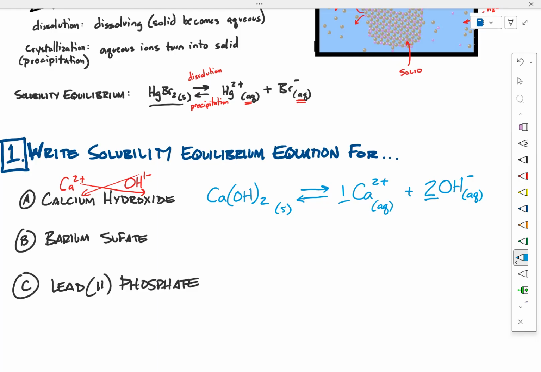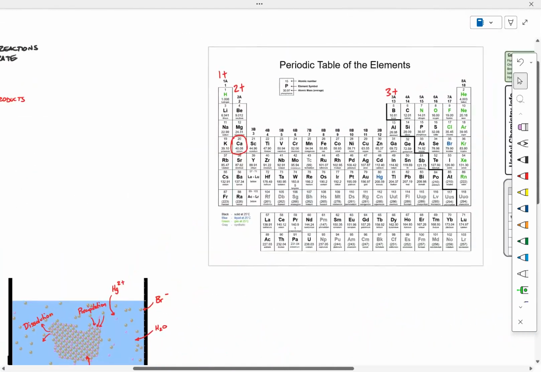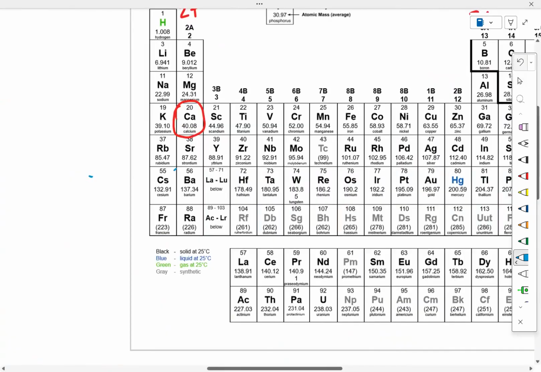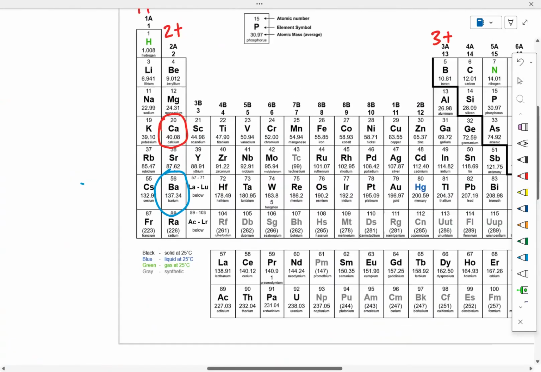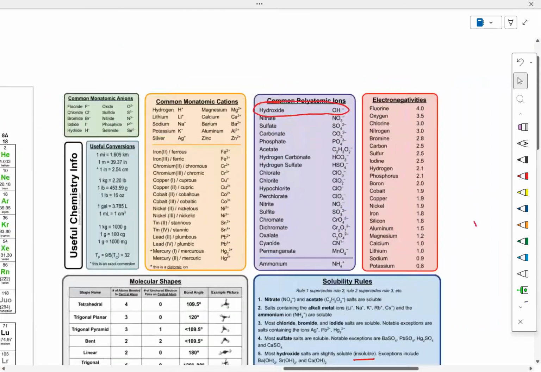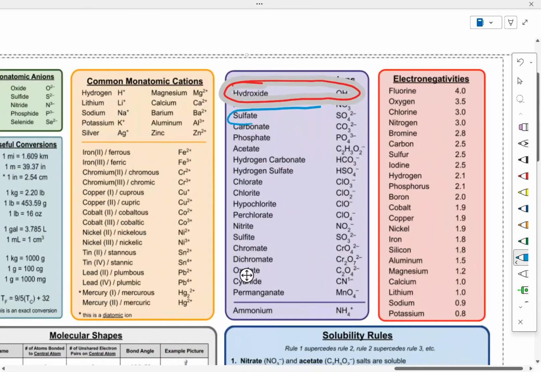Let's look at the next example, which is for barium sulfate. In the barium sulfate example, I need to look up barium and sulfate unless I've memorized those. I see barium is a couple lines below the calcium, so right there, and that means it's also a 2+ ion. And then if I look over on this chart, I see sulfate right here.